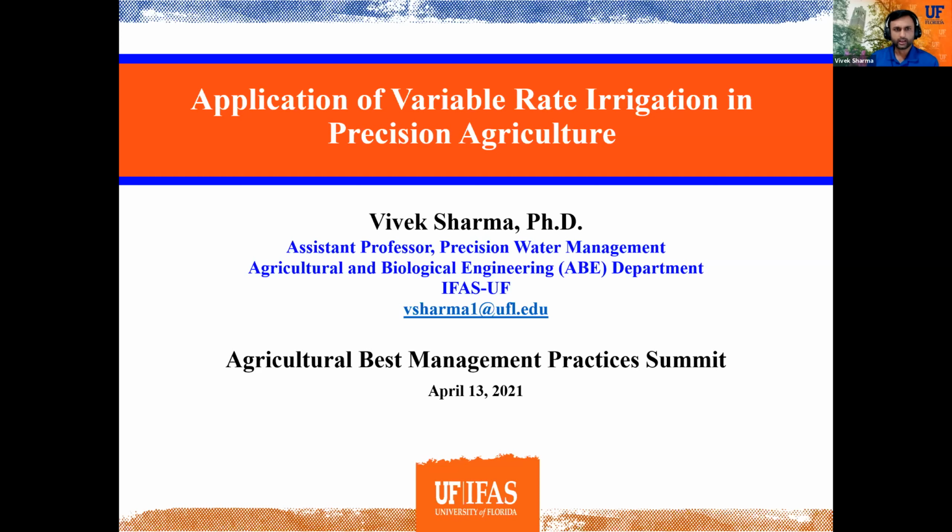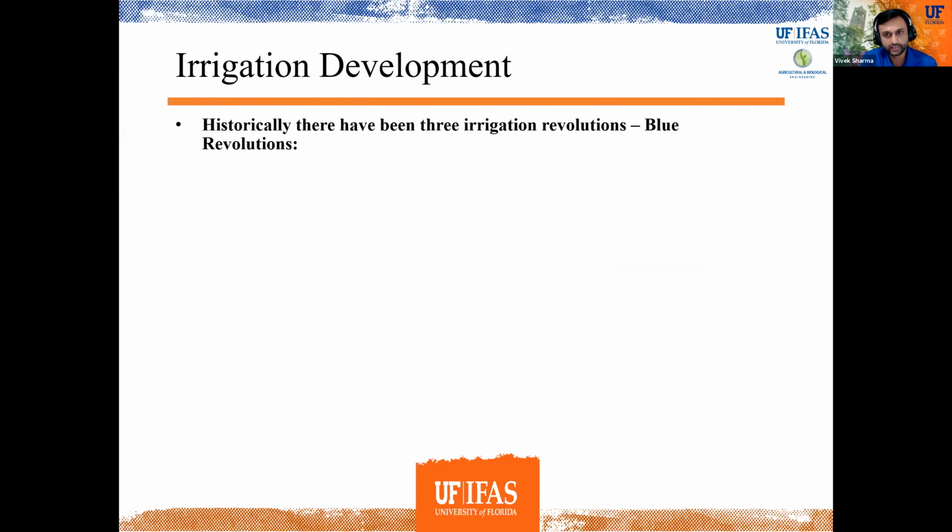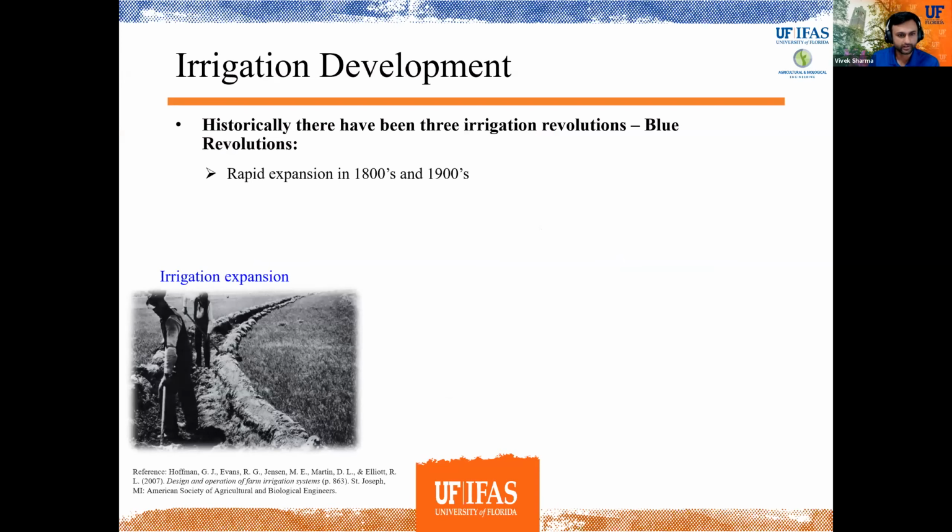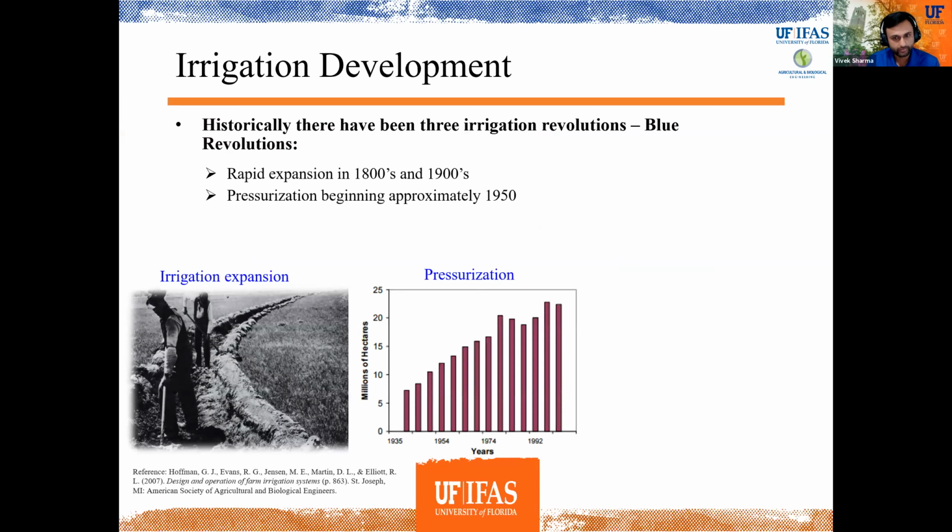So let's start. Historically, we have seen three irrigation revolutions we call blue revolutions. The first happened back in the 1800s and 1900s with the rapid expansion of irrigated agriculture, when we diverted water from big rivers to canals, to sub-canals to irrigate our crops. The second revolution happened back in the 1950s with the introduction of pumps and engines, which allowed us to extract groundwater and use it for irrigation. This is the same time we saw a significant increase in sprinkler irrigation with the introduction of the center pivot irrigation system back in the 1970s.